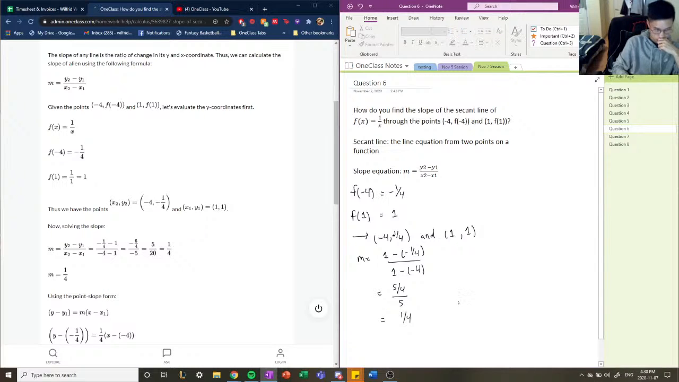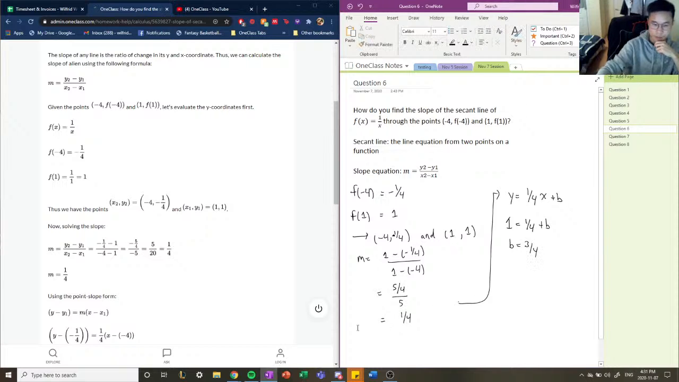So going back over here, we have y equals 1 over 4 times x plus b. We're going to plug in one of these values. Let's just plug in 1 and 1. So 1 equals 1 over 4 plus b. b equals 3 over 4.